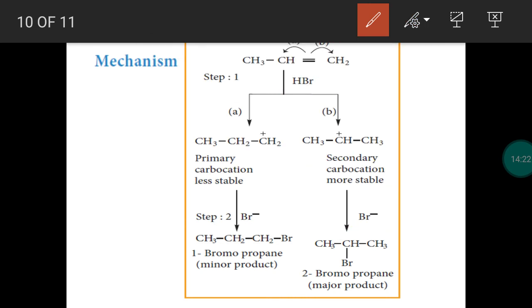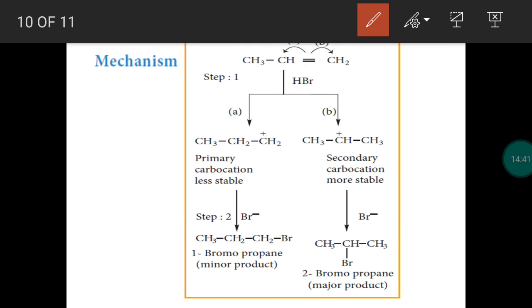How can we say this is following Markovnikov rule? When hydrogen halide is added to an unsymmetrical alkene, hydrogen will attack the carbon with more hydrogen atoms, and the halogen will attack the carbon with less number of hydrogen atoms. So we get the major product.